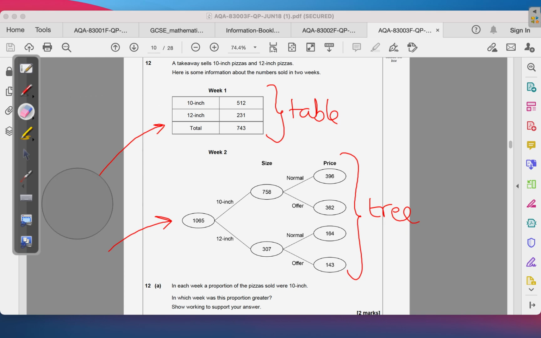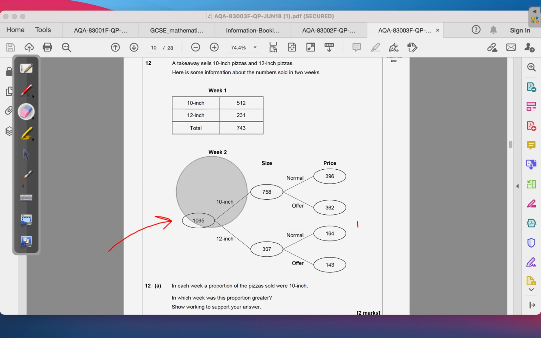So let's look at what the question's asking down here. It says, in each week, a proportion of the pizzas sold were 10-inch. In which week was this proportion greater? So to answer this question, we need to know what the proportion was in week 1 and what the proportion was in week 2. So let's start with week 1 first.